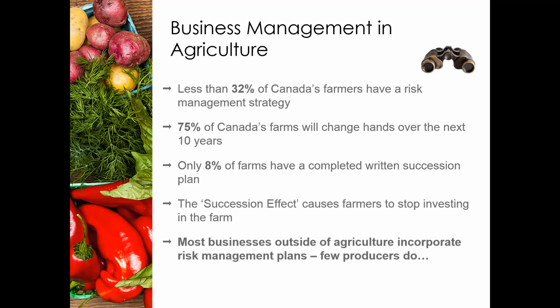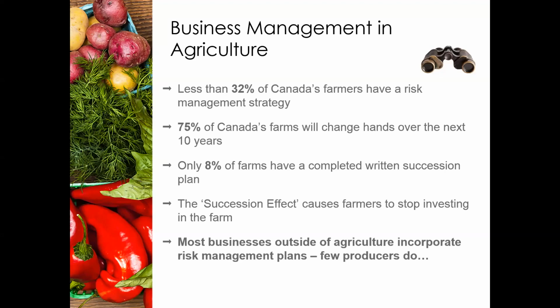Some of the statistics we see at the present time are that there aren't that many people in agriculture who have a fully written risk management strategy. We're looking at less than 32% of Canadian farmers, which is obviously something we'd like to see increase if possible. We also know that 75% of Canadian farms are going to be changing hands over the next 10 years, but only 8% of them have a completed written succession plan.